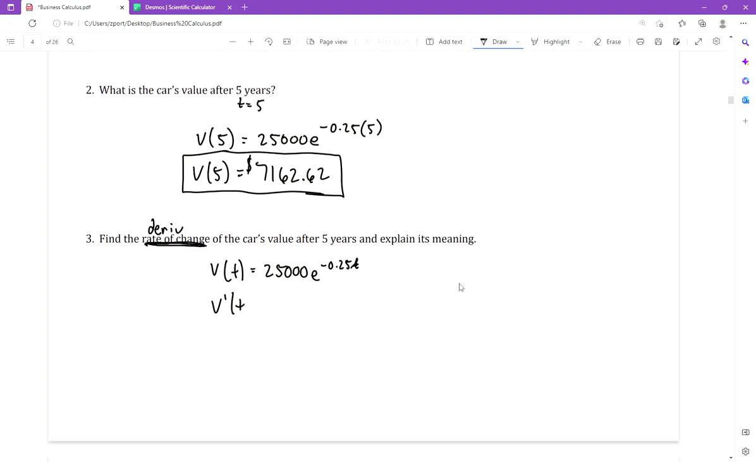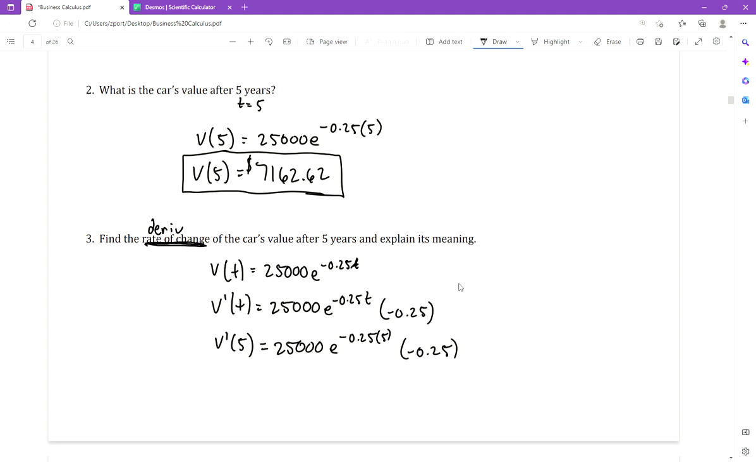So we have V prime of t. Remember, the derivative of an exponential is itself, so 25,000 e to the negative 0.25 t, and then times the derivative of the power, which just requires the power rule, which does give us negative 0.25. Okay, and now I'm going to plug in 5. So we have 25,000 e to the negative 0.25 times 5 up there in the power, and then after all that's done, we'll multiply it by negative 0.25.